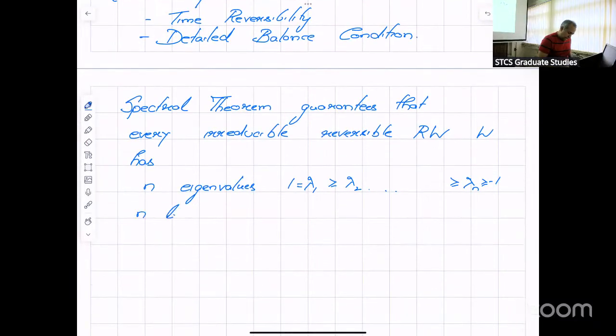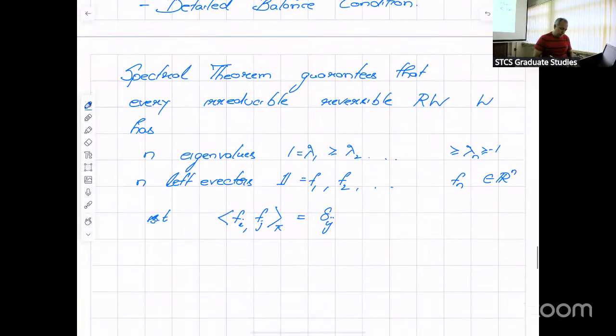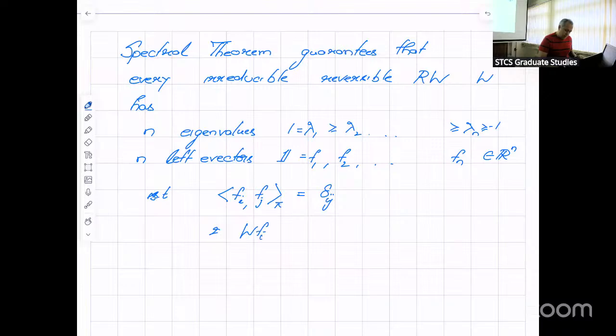And n left eigenvectors f1, which is the all ones vector, f2, ..., fn, such that fi, fj, according to the pi inner product, is exactly delta ij, and W fi is lambda i fi. The spectral theorem guarantees this.